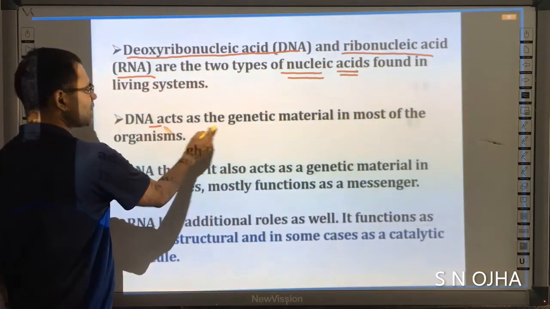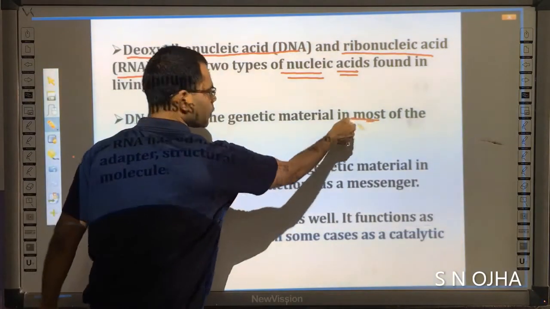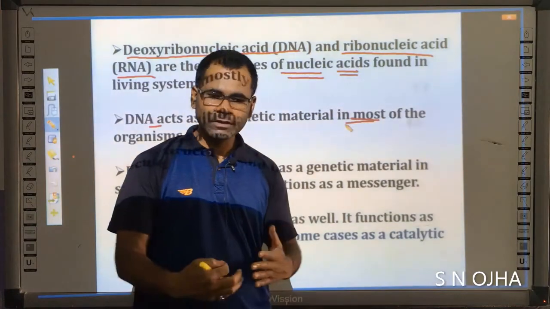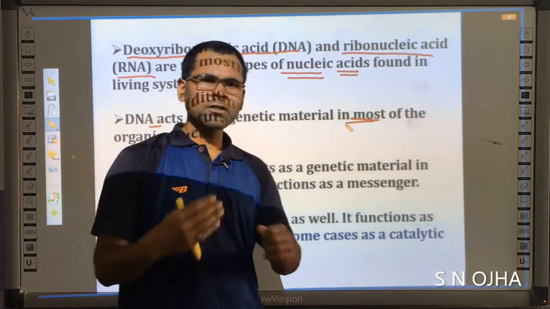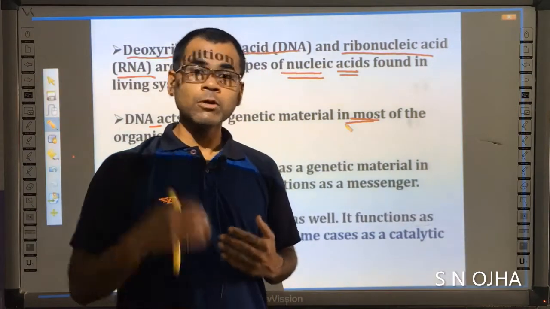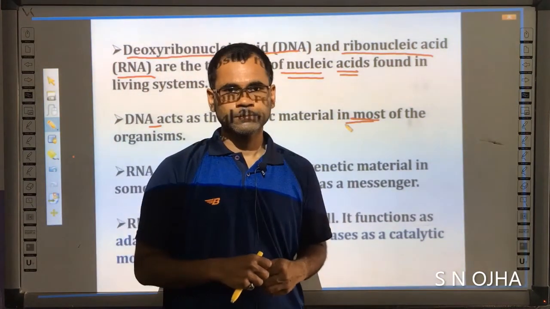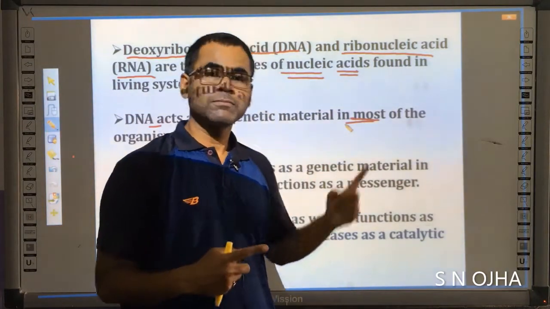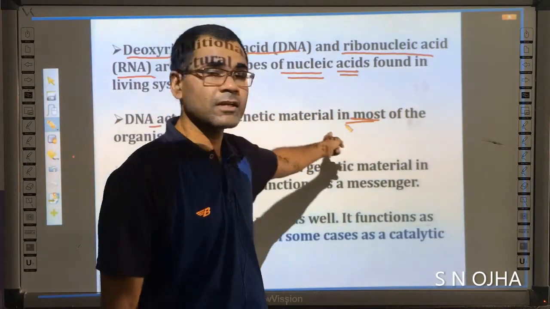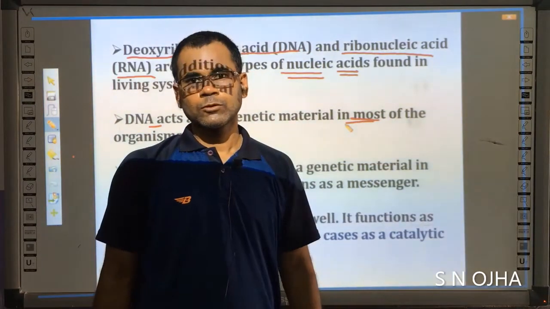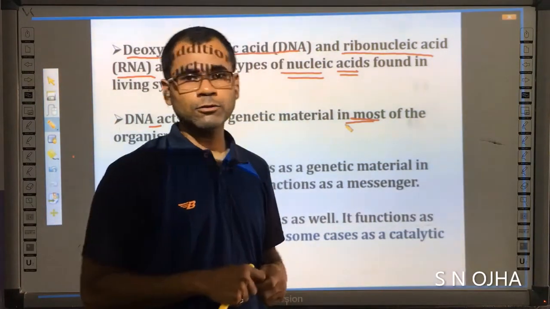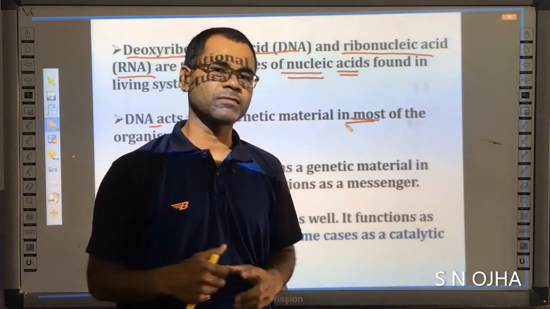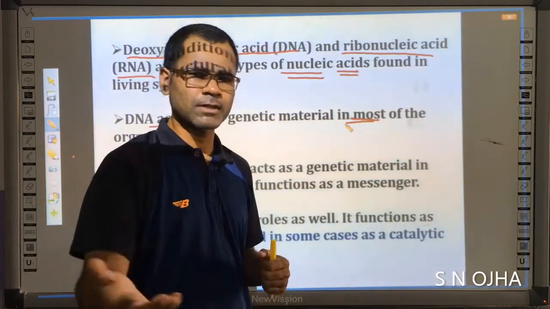DNA acts as the genetic material in most of the organisms. Again, a very interesting question. When you study this whole chapter, slowly you will come to know that RNA is more important than DNA. But still, DNA is the genetic material in most organisms. So again the question arises, when RNA is so important, why has DNA superseded RNA in the due course of evolution? That also we will see in some other videos.